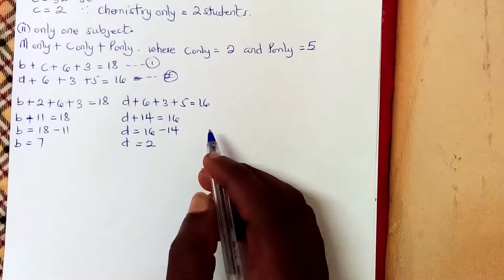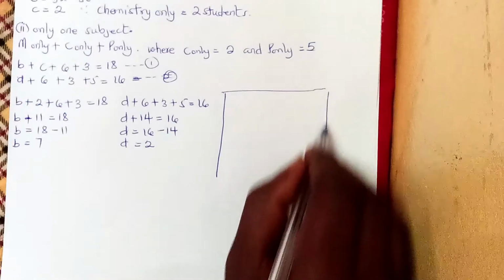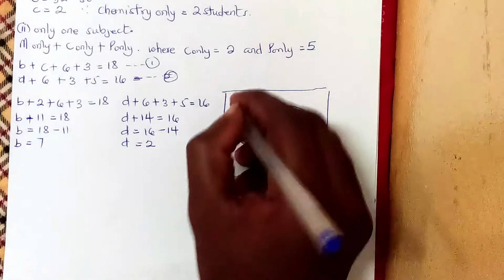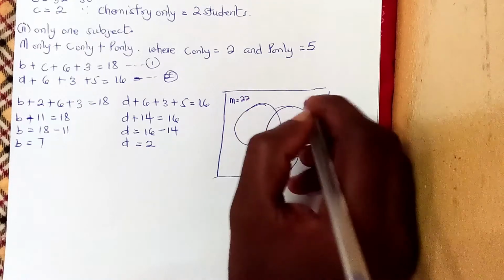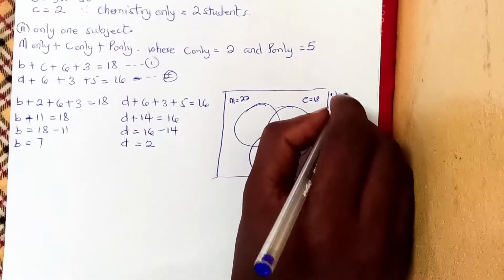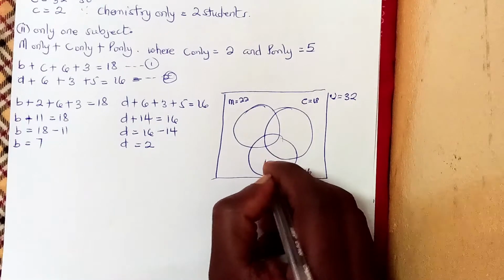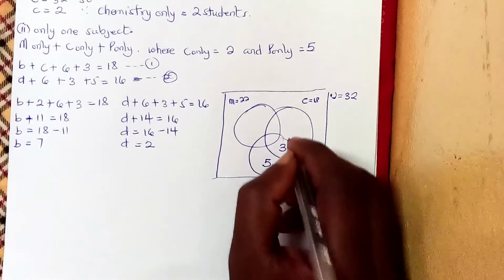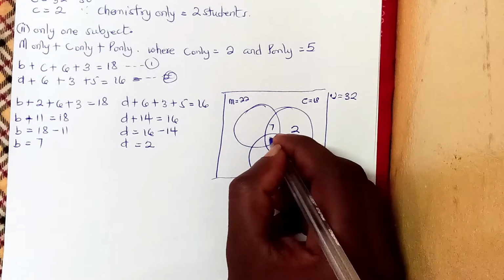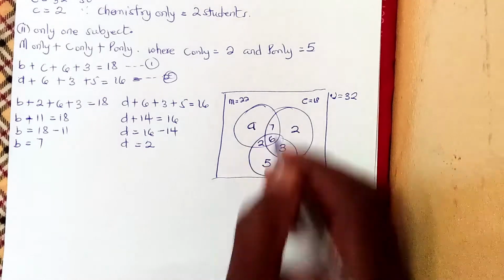Let's illustrate our answers in the diagram so we can have a clear view of it. We have mathematics to be 22. We have chemistry to be 18. We have our universal set to be 32. We have our physics to be 16. This is already 5, as we know. We have 3. We have our C to be 2. We have our B to be 7. This was given as 6. And that of this as 2. Lastly, A, since still we haven't found it.